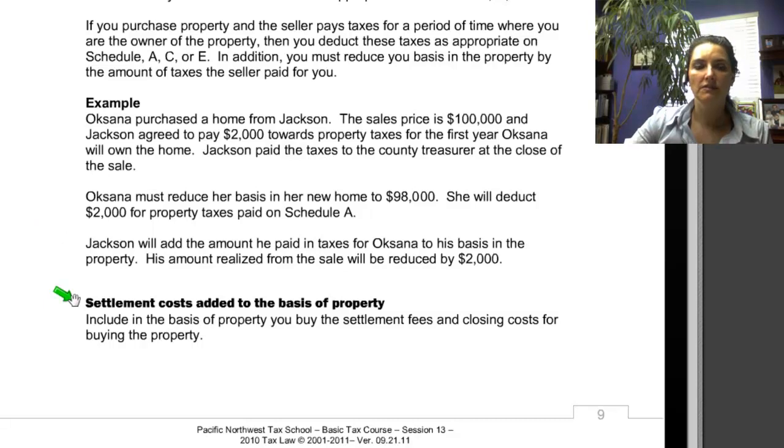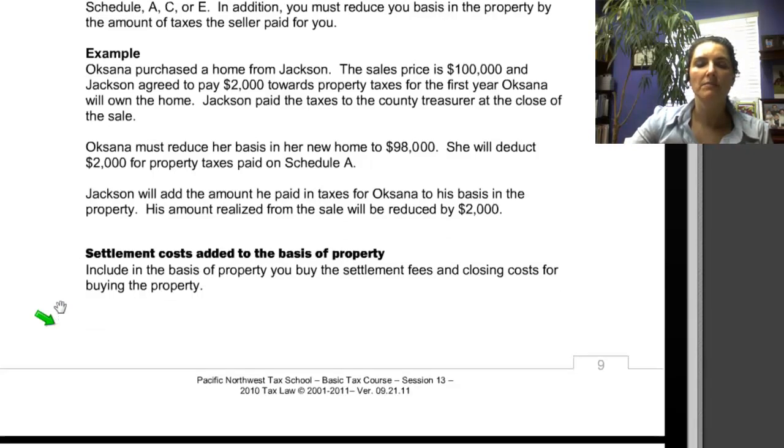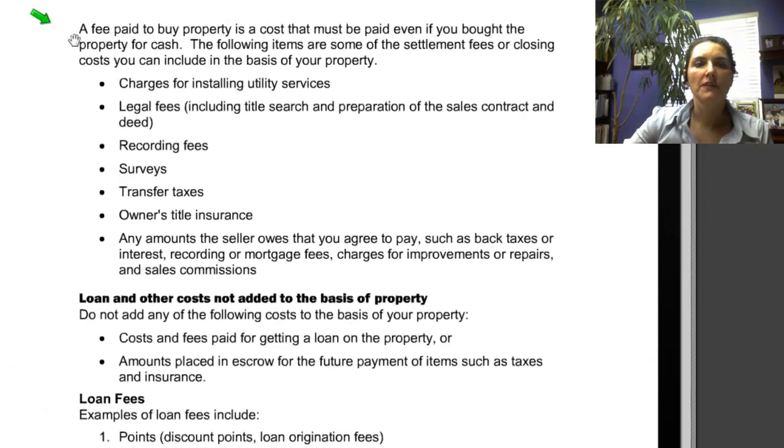Settlement costs that add to the basis of property. You include in the basis of property you buy the settlement fees and closing costs for buying the property. A fee paid to buy property is a cost that must be paid even if you bought the property for cash.